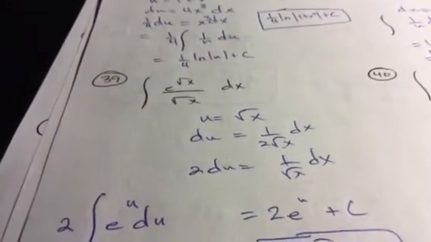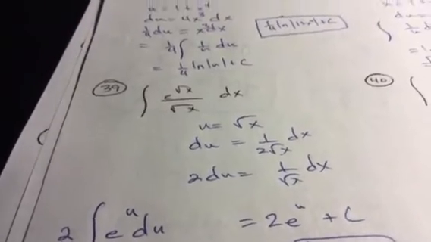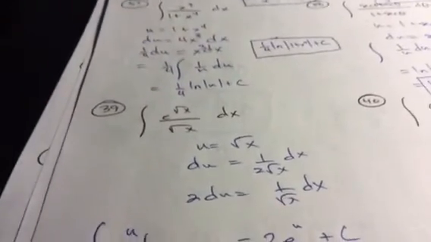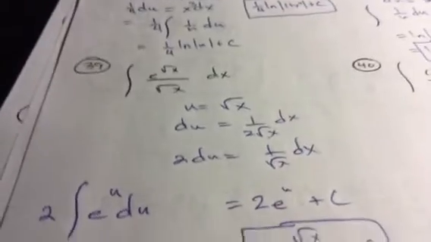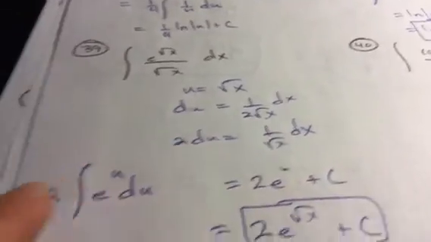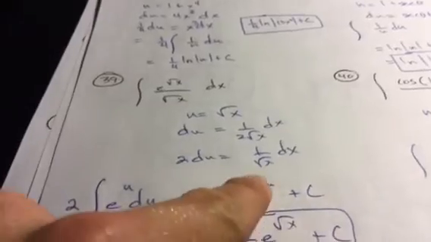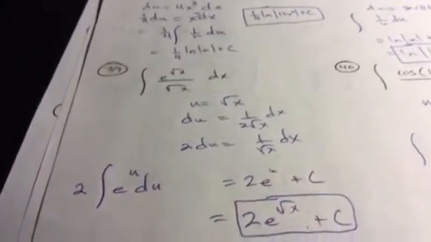All right, we've done this one before. u is the square root of x, so du is 1 over 2 root x. I just want 1 over root x dx, so I'm going to multiply both sides by 2. Again, I want 1 over root x and then dx, so that's 2 du right here. The antiderivative is just going to be 2 e to the u plus c, and then plug in what u is, the square root of x.